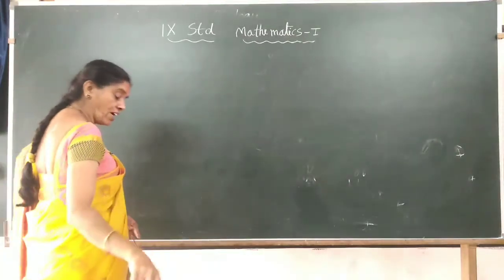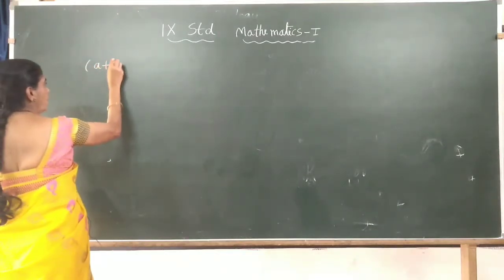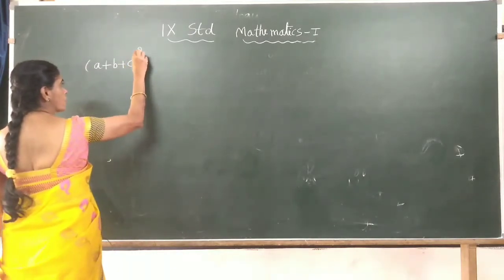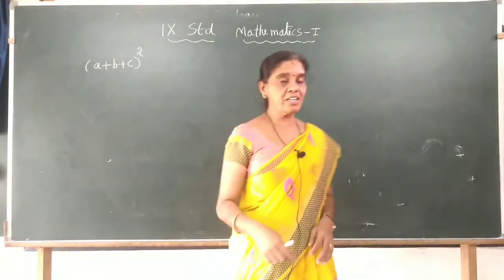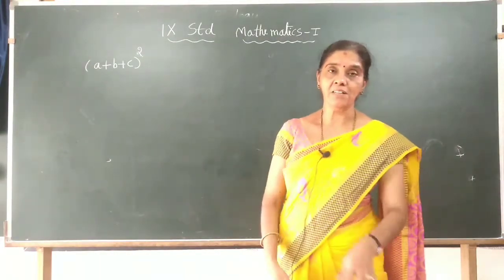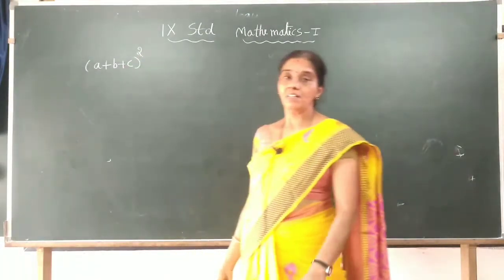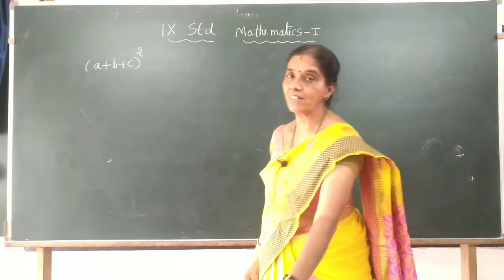If you do, what is the answer you will get? That is A plus B plus C. If you do the square of that, A plus B plus C, now there are three terms, a trinomial, its whole square. What is the identity, what is the formula we will get?